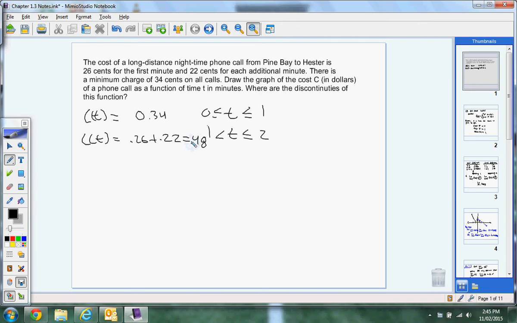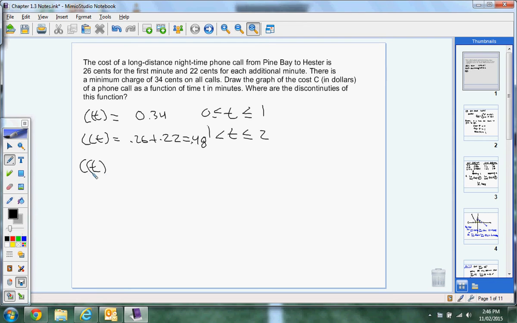So then we're going to do, yeah, Emily? No, because the 34 is kind of a fallback. So the 34 only comes in if you pretty much just talk for 1 minute. Because 26 plus 22, is that bigger? It's bigger than 34, so you won't get that 34-cent charge. It's pretty much just saying if you talk for 20 seconds, they're going to charge you for 34 cents no matter what. Well, that's what phone companies do. They have a minimum charge for phone calls. Okay, so we're over the minimum, so that won't happen anymore.